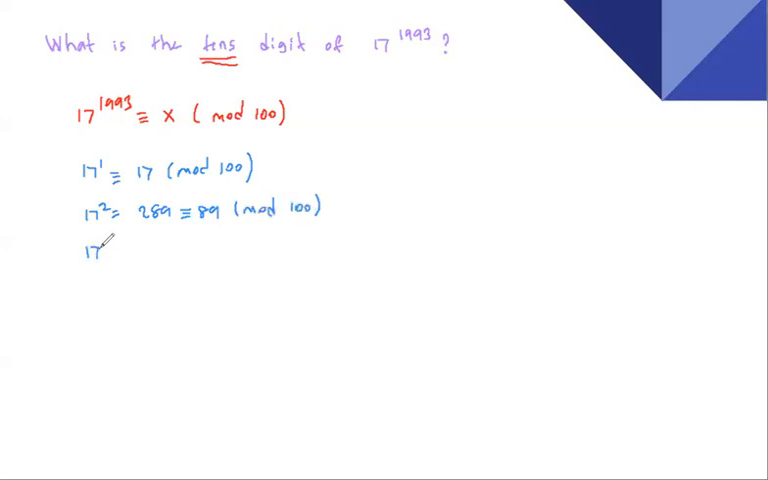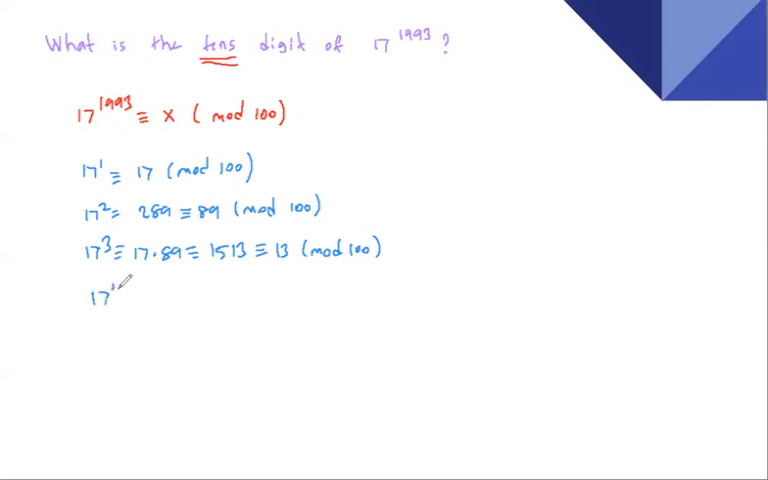If you take the third power, you are multiplying the second power by the first power, so you multiply 17 by 89. 17 times 89 is 1513, but that will be just 13 when you take mod 100. I'm not going to write those mods anymore, so you just know what I'm talking about. These are not equal, these are just congruent to each other.